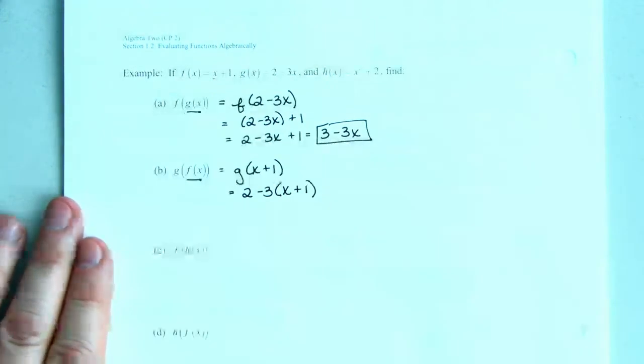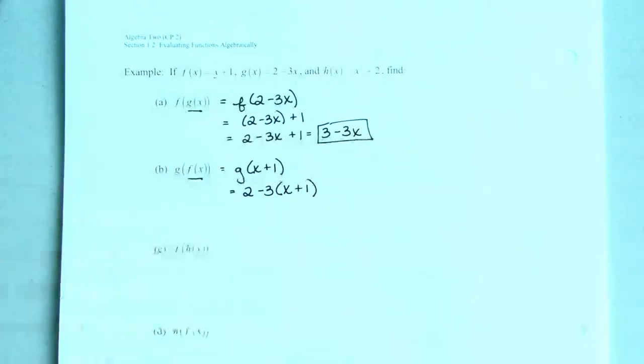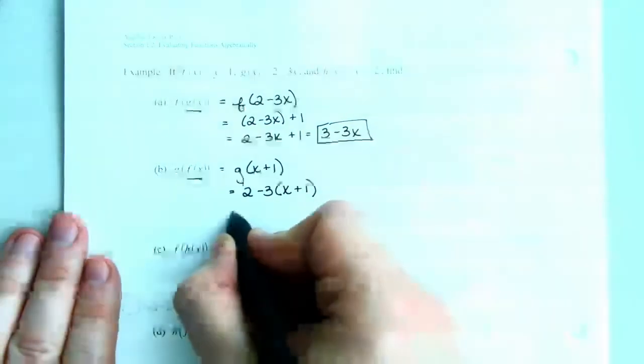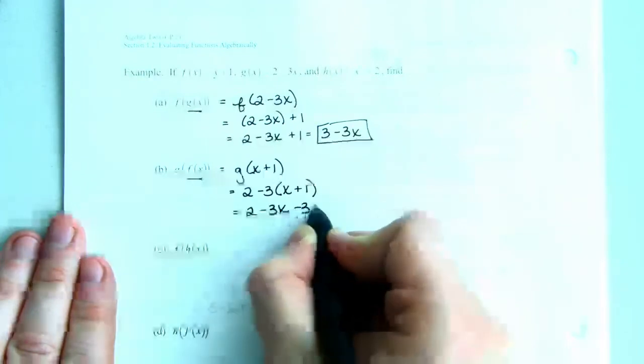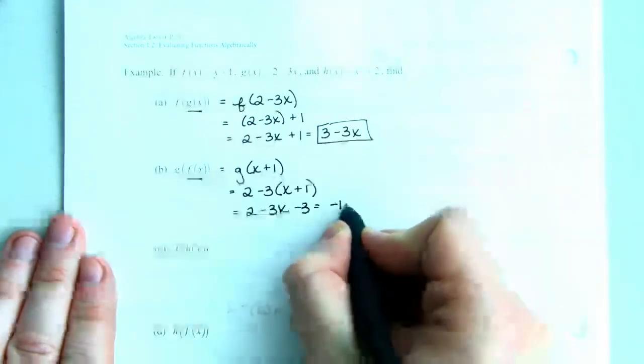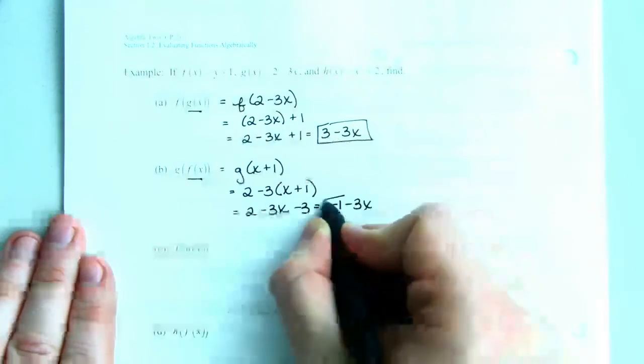Take a moment, clean that up, distribute the negative 3. Tell me what the simplified answer is. Distributing negative 3, I get 2 minus 3x minus 3. That is negative 1 minus 3x.